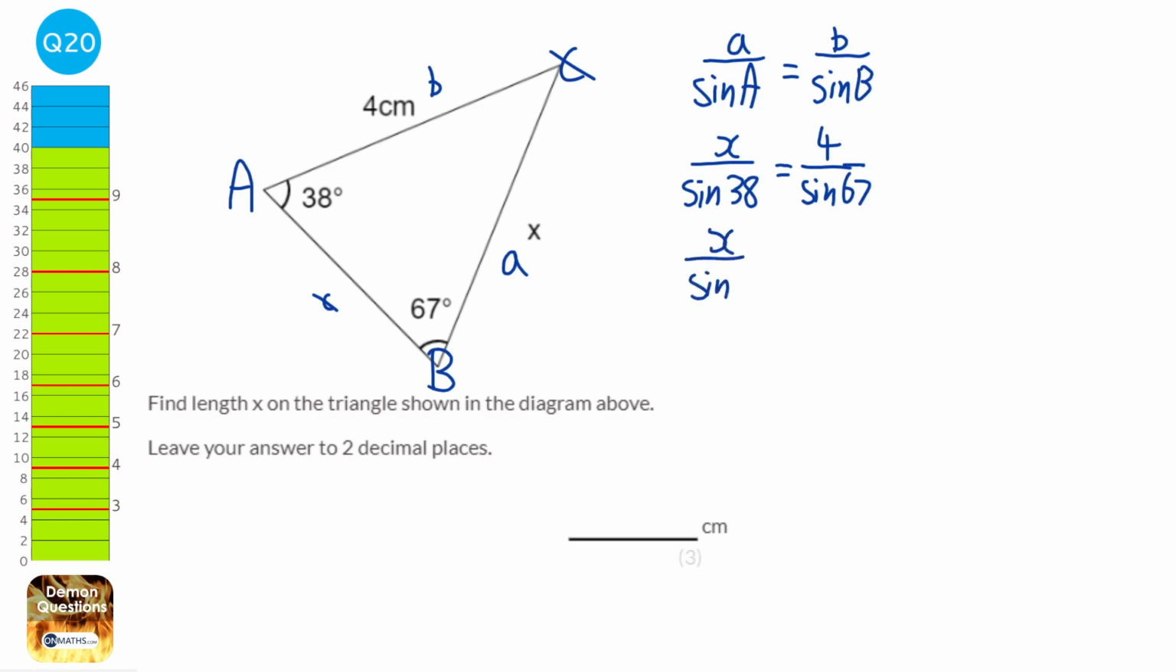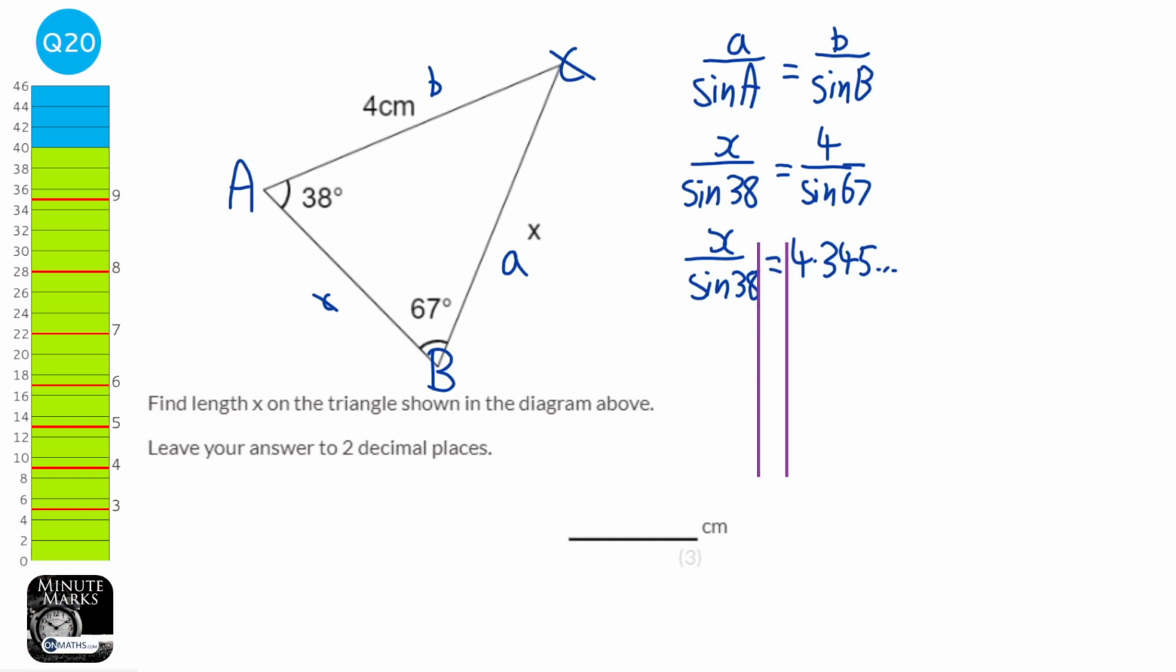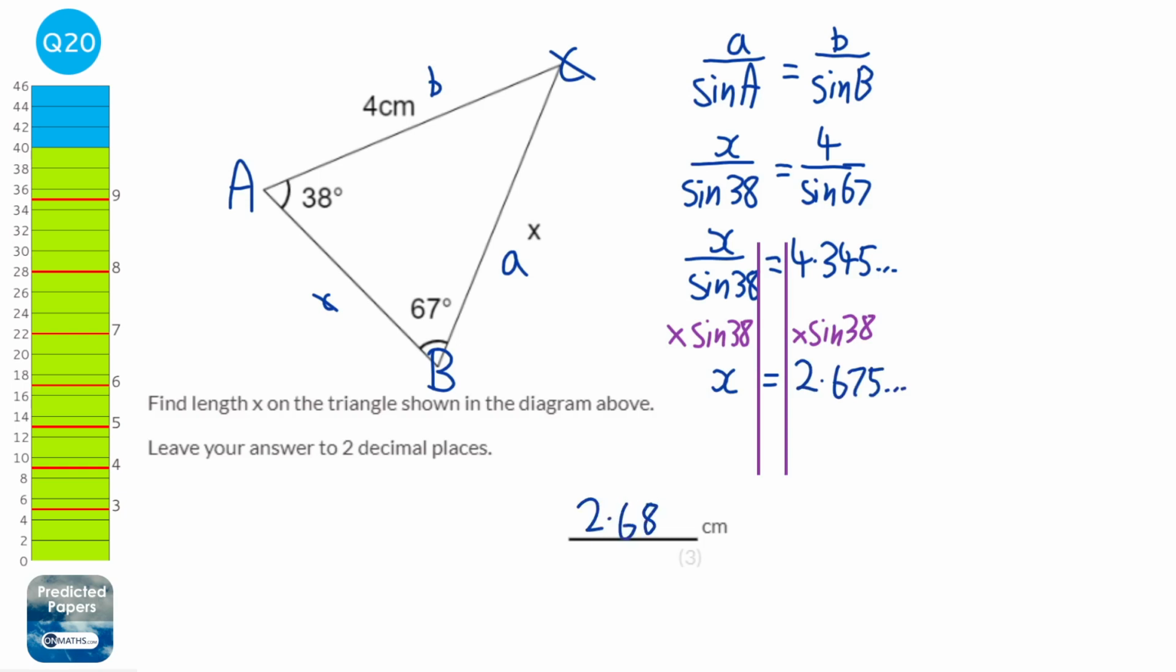Okay, let's work out what 4 over sine 67 is, and that's 4.345, blah blah blah. So we're going to solve this. It's going to be a nice and easy solve today, because all we need to do is times both sides by sine 38. And so that will give us 2.675, blah blah blah. And when we round that, we get 2.68.